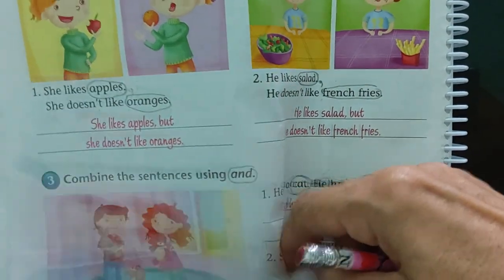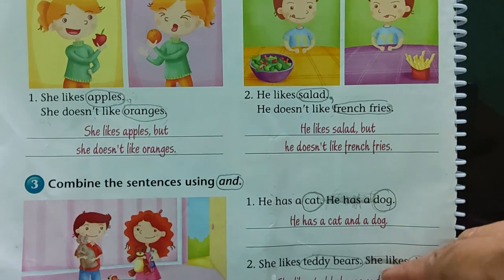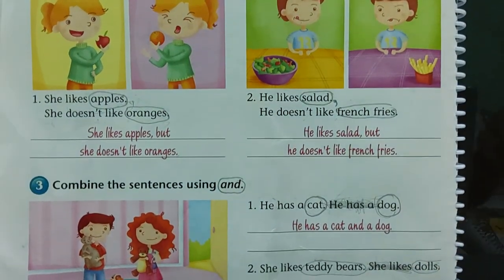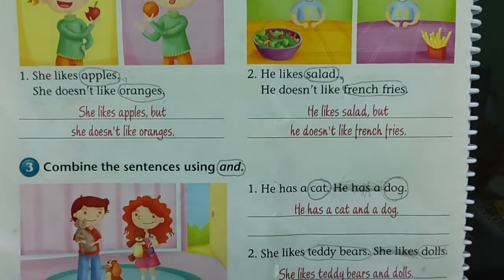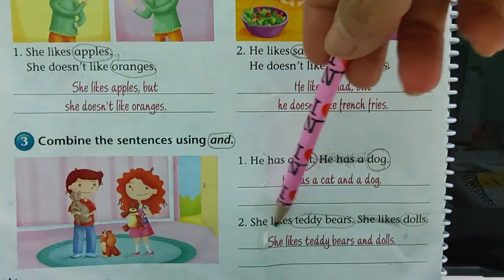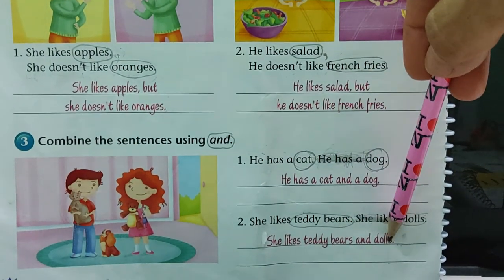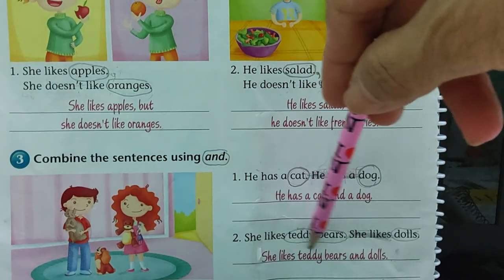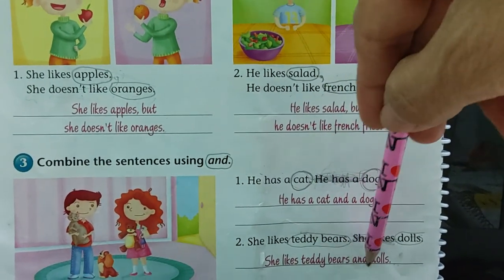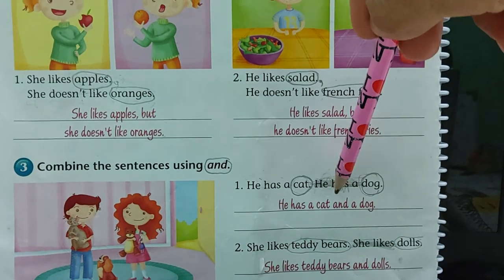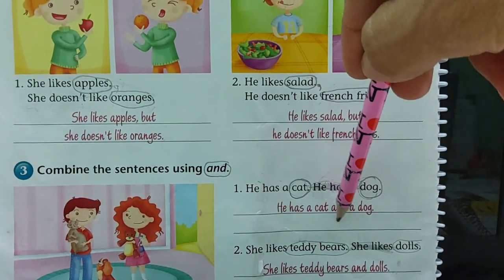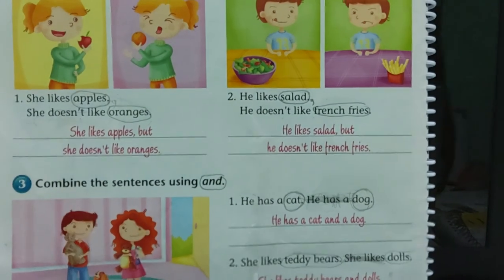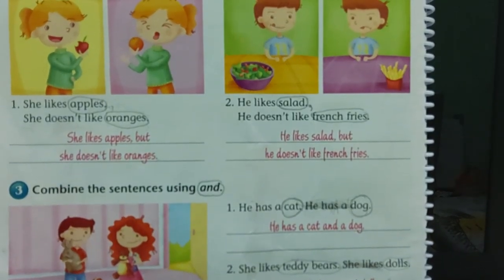Let's see if it's correct. Oh, there we have it. We have she likes teddy bears and dolls. So these two sentences transform into only one sentence with the connector and. Okay? The other sentence is the same, the connector and. Okay? So this is how we use connectors.